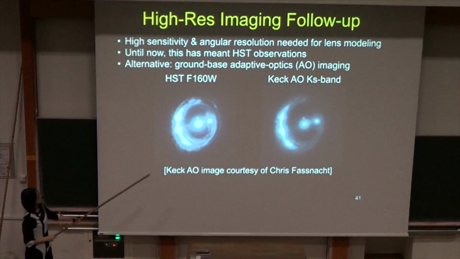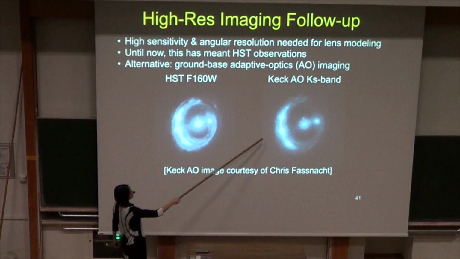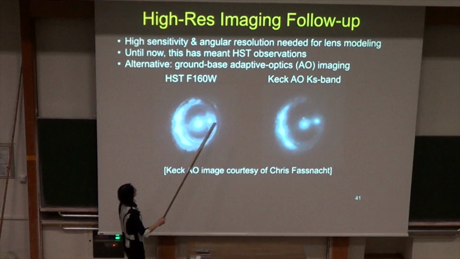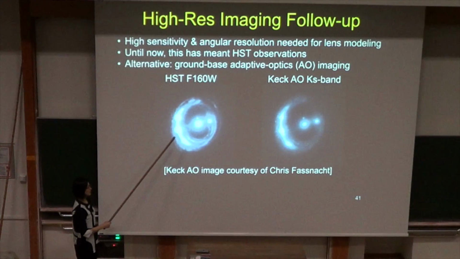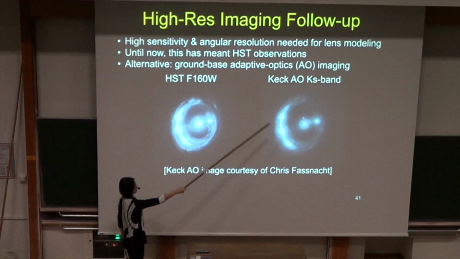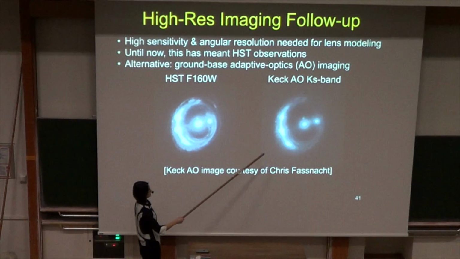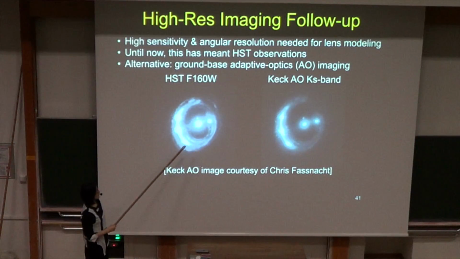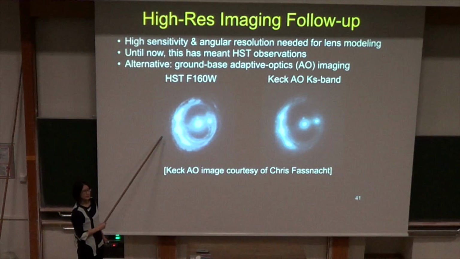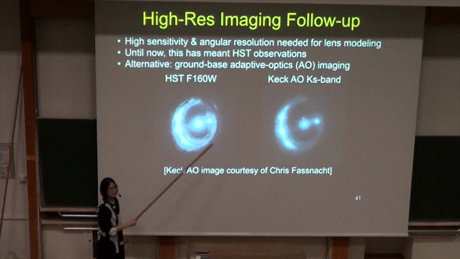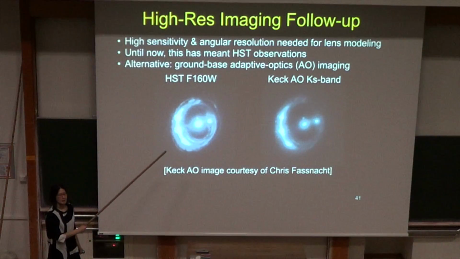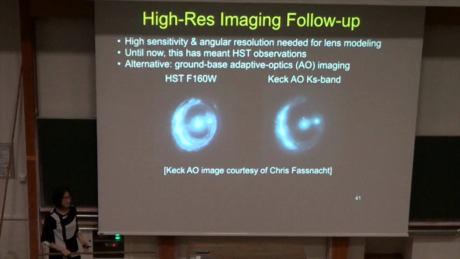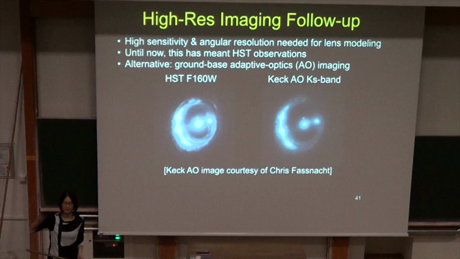So here is an example of the AO observations obtained by Keck Observatory in comparison to the Hubble Space Telescope imaging. This is actually obtained as part of the SHARP program led by Chris Fassnacht. As you can see, the angular resolution is very cool, even better than HST because Keck is 10 meter, whereas Hubble Space Telescope is 2.4 meter. But this is from the ground, so there's atmospheric distortion. Once you correct for that, you can in principle get even higher angular resolution than HST.